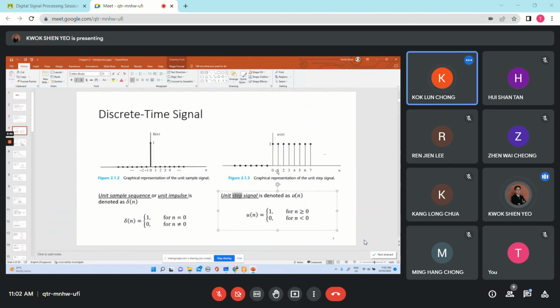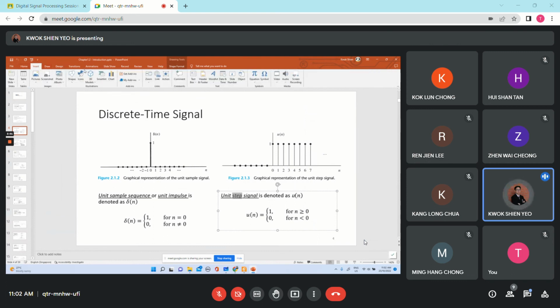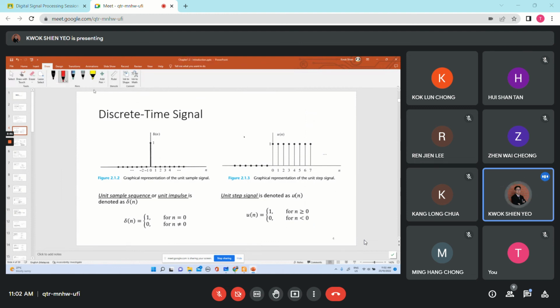So for n equals 0, there is a value of 1 here. Renjian, can you see? This is u[0] equals 1, and after that, all of them are 1. Starting from n equals 0, it will be a value of 1. So don't make this mistake.